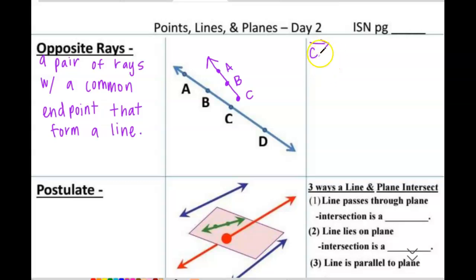And what does the other point have to be? A or B? B. Does it matter? No. Doesn't matter. It could be A or B as long as it goes that way. So I'm just going to do B for now. So ray CB, and then if I do another ray starting at C again and go this way, so another C and then D. So ray CB and ray CD are considered opposite rays.